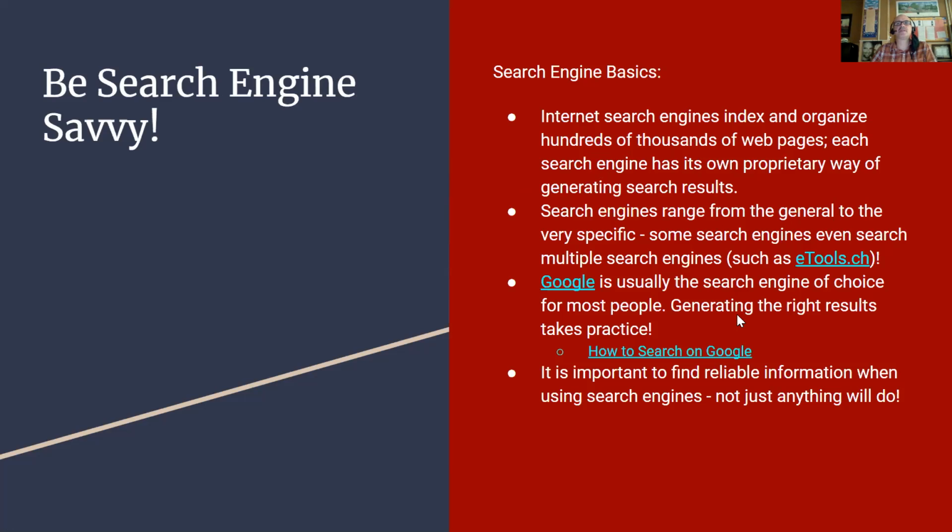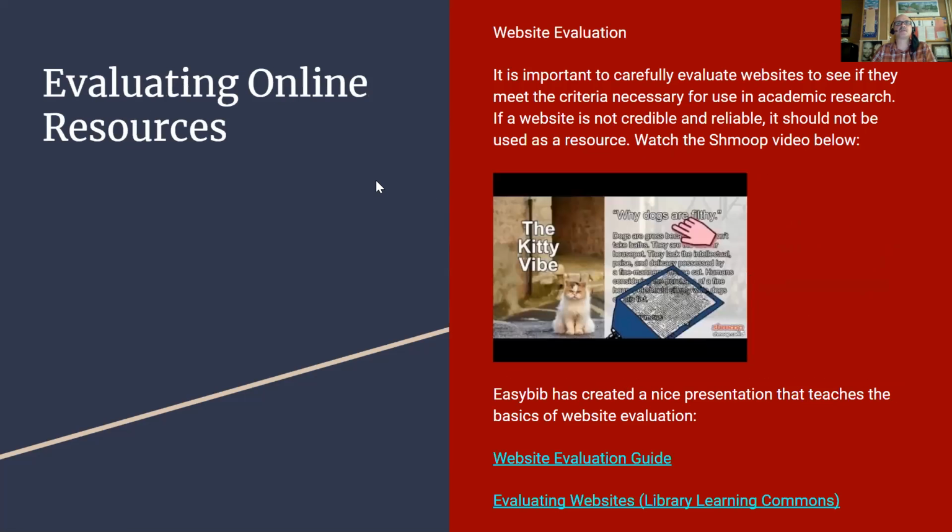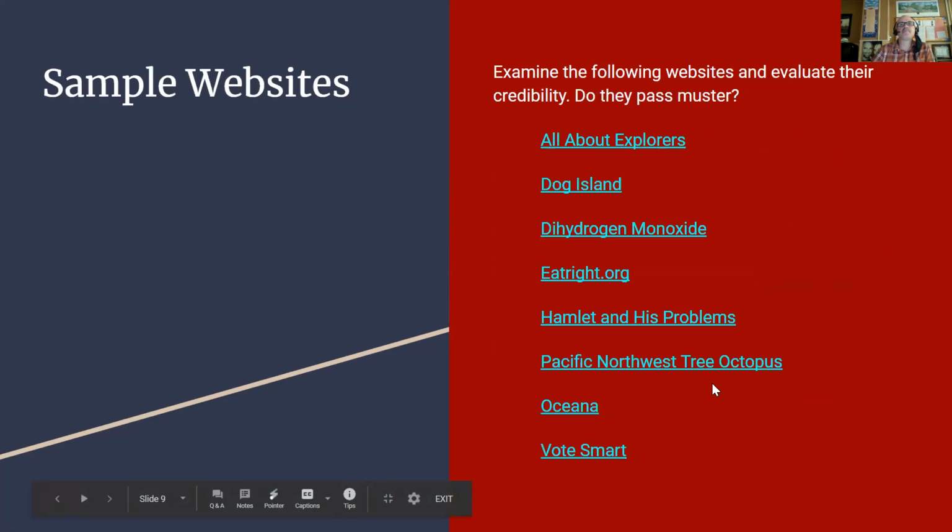Then it has some basic instructions about search engines in general. Try to use the right keywords and things like that. It is important to carefully evaluate websites to see if they meet certain criteria. If a website is not credible and reliable, it should not be used as a resource. And there's a video here that you can watch to review. I think you can use your common sense in a large way to find reliable sources, but it might not be a bad idea to look at.